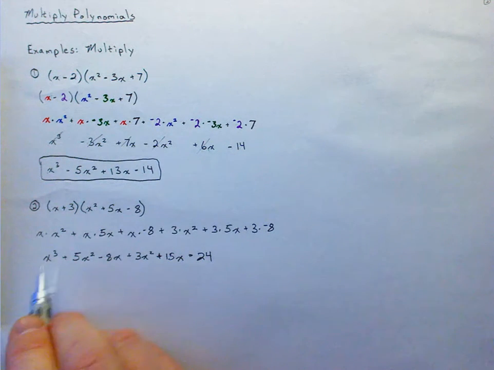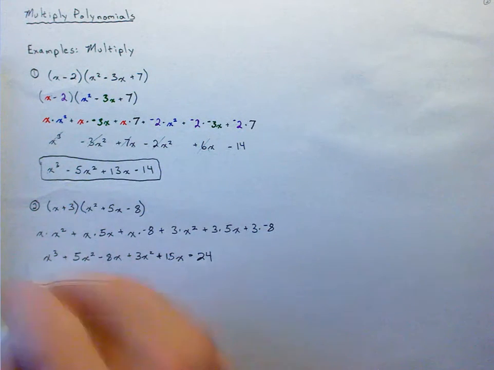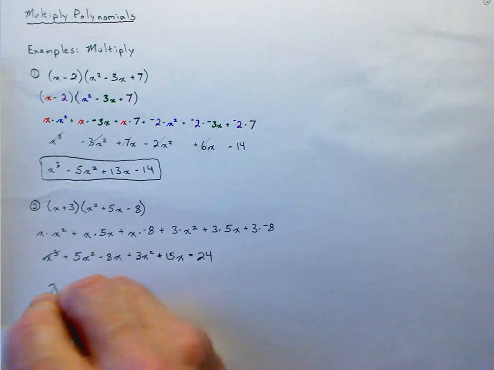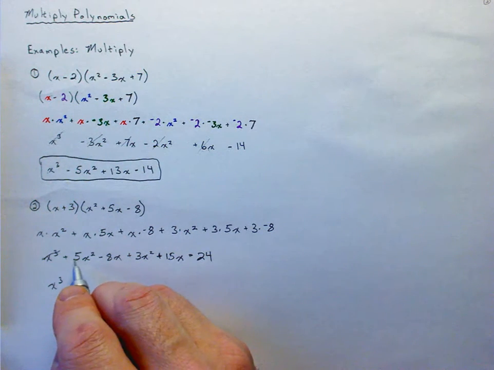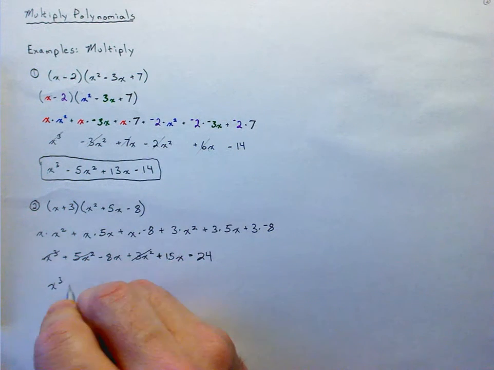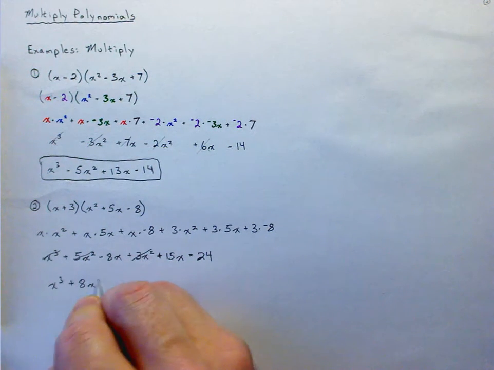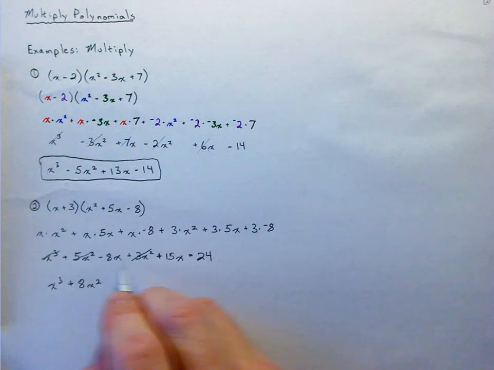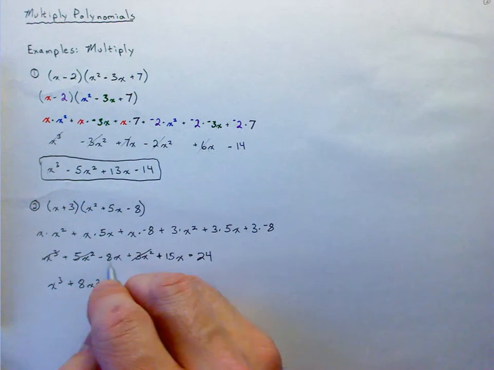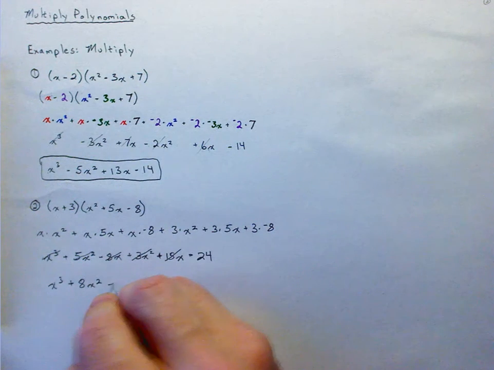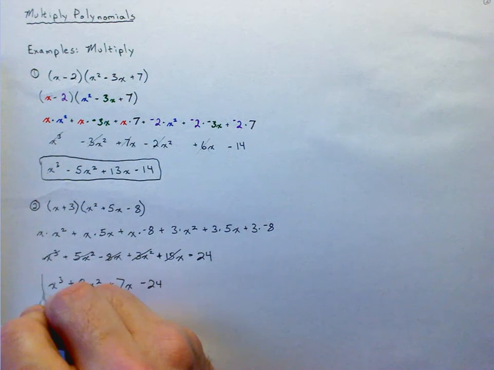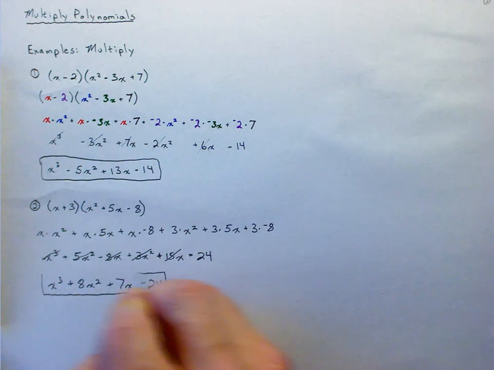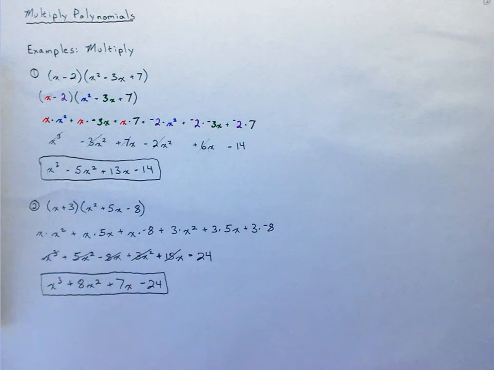Now combine like terms. So I have an x cubed, no other cubes in there. So I put a line through it, x cubed. X squared, so that is 5x squared plus 3x squared, which gives me 8x squared. X's, I have a negative 8x and 15x, so that gives me 7x, and then minus 24. And there's my answer. And that is multiplying polynomials.